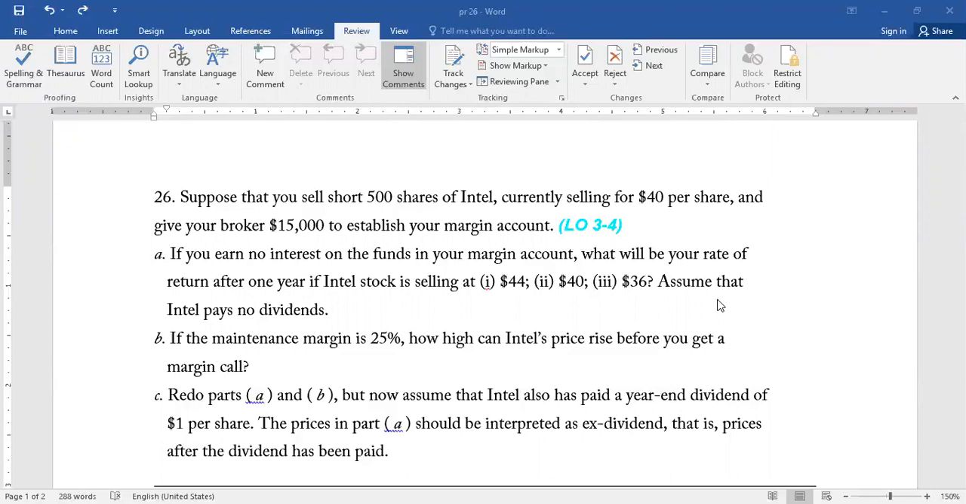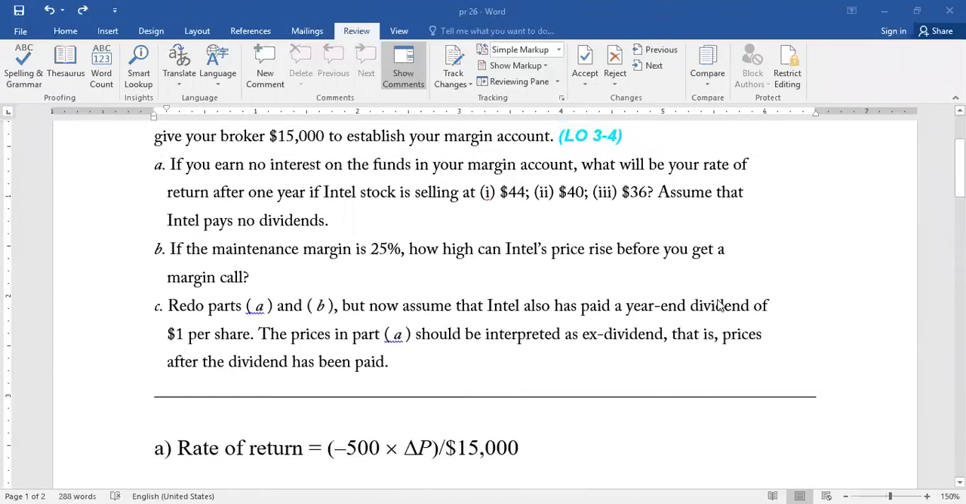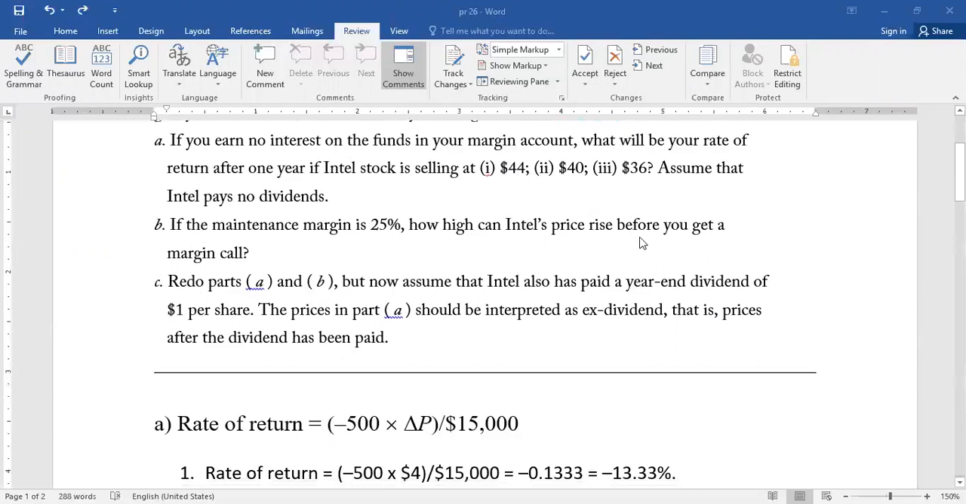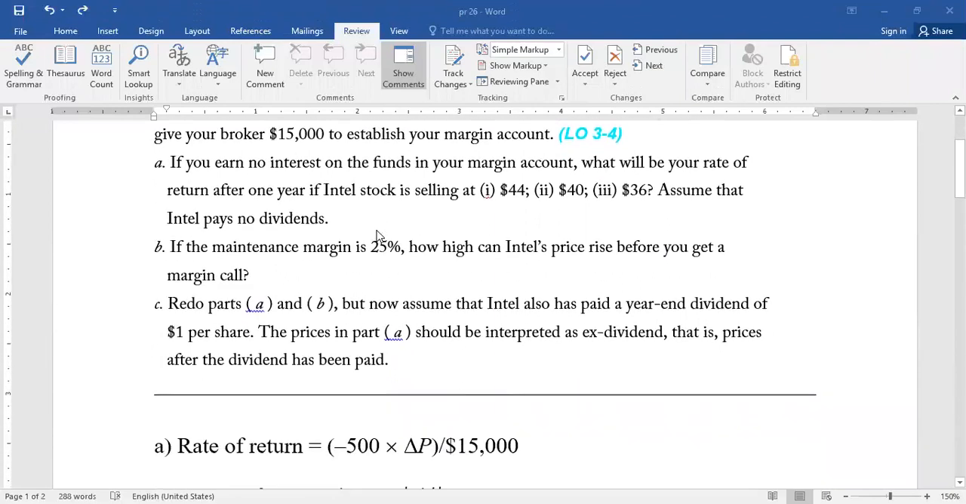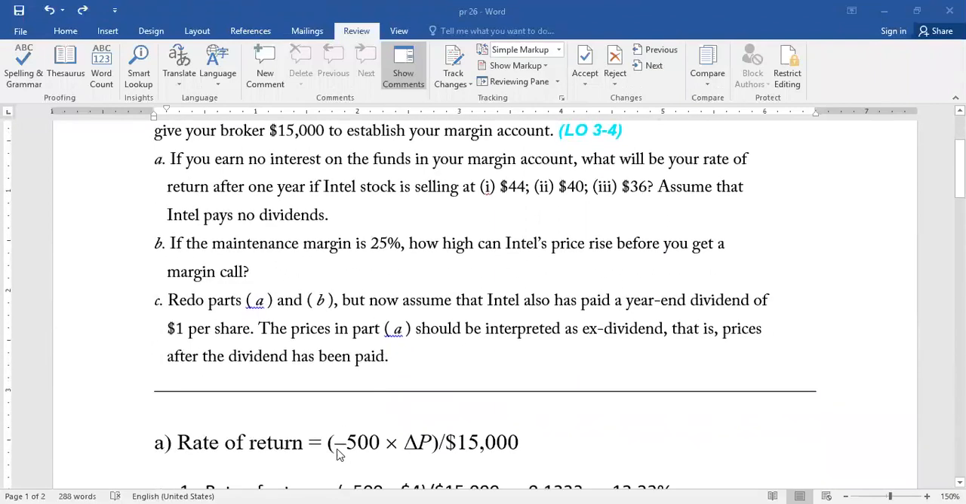All right, so we'll look at part A. If we're earning no interest on the funds in our margin account, how much will be the rate of return after 1 year if Intel stock is selling after 1 year for, first part, $44? All right, so as always, in part A, we want the rate of return. So for rate of return, we have to look at the number of shares that we're dealing with. We're dealing with 500 shares. We sold short 500 shares. We're selling, so it's negative because we're selling the stocks, okay?